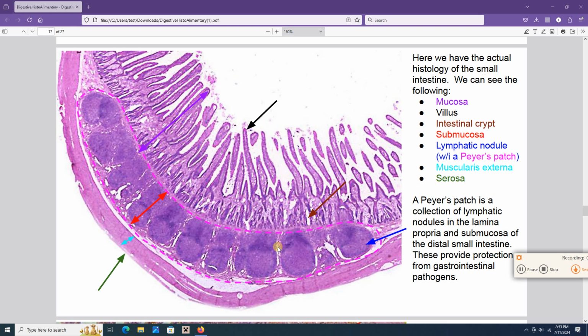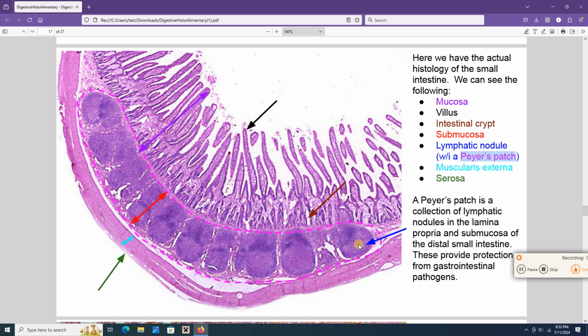This is my submucosa, but this collection of purple things is called a Peyer's patch. And a Peyer's patch is just a bunch of lymphatic nodules. Now I'm seeing this because this is the ileum, so it's the end of the small intestine. And we have these lymphatic nodules in the ileum, and a collection of them is called a Peyer's patch. And a lymphatic nodule itself is a collection of lymphocytes.